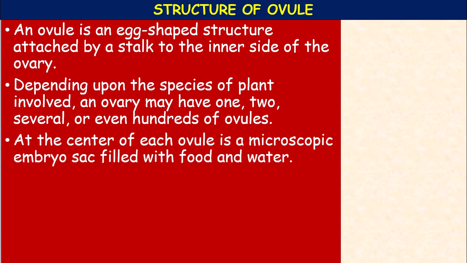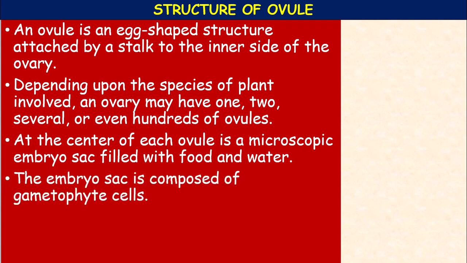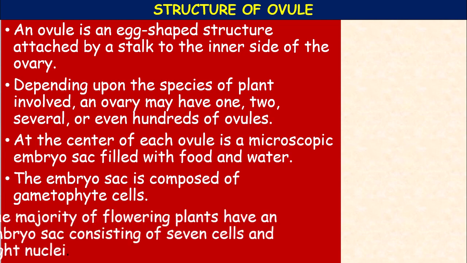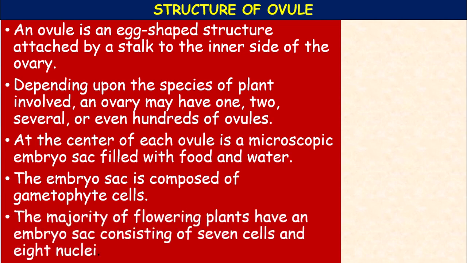At the center of each ovule is an embryo sac, filled with food and water. The embryo sac is composed of gametophyte cells. The majority of flowering plants have an embryo sac consisting of 7 cells and 8 nuclei.